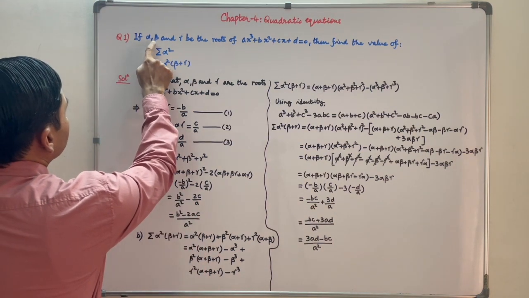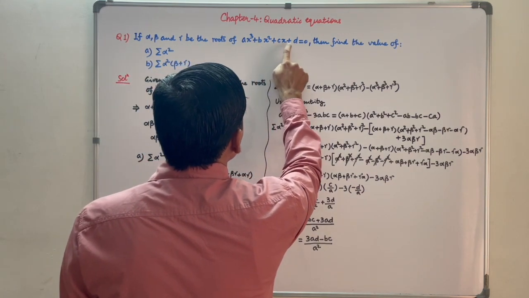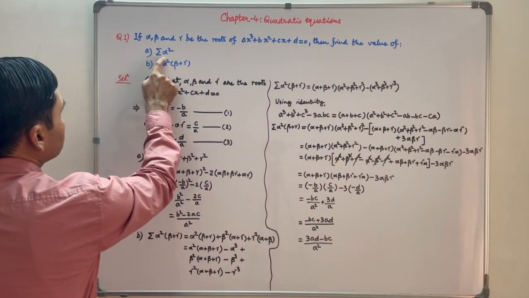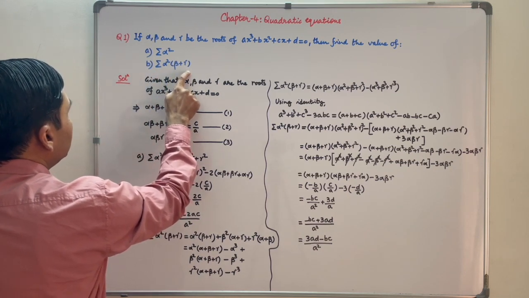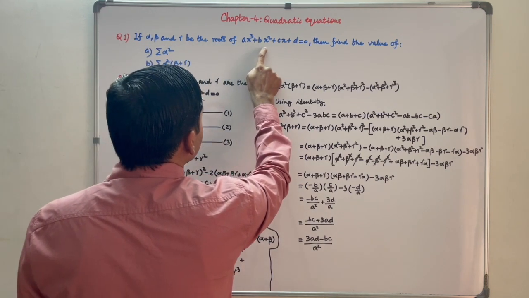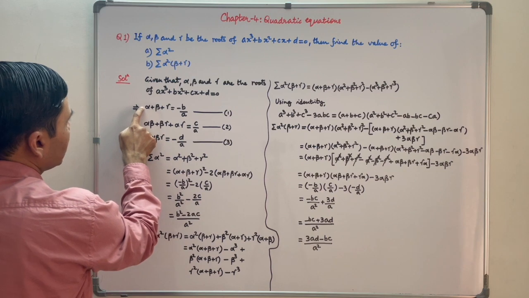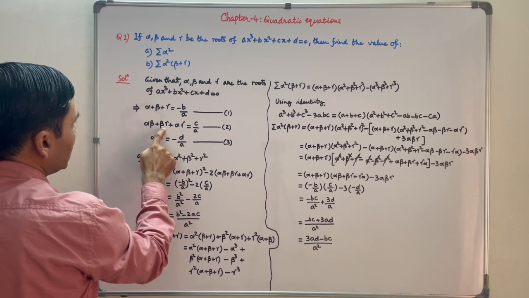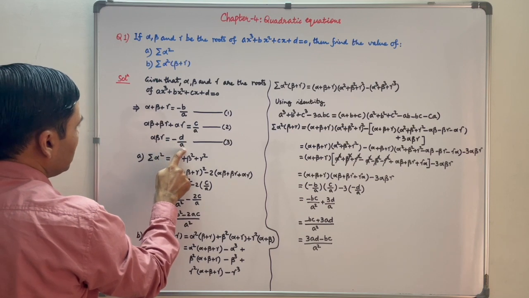First question, if alpha, beta and gamma be the roots of ax cube plus bx square plus cx plus d is equal to 0, then find the value of part A, summation alpha square, and part B, summation alpha square into beta plus gamma. It is given that alpha, beta and gamma are roots of ax cube plus bx square plus cx plus d is equal to 0. So from theory of equations, we can write that alpha plus beta plus gamma is equal to minus b by a, alpha beta plus beta gamma plus gamma alpha is equal to c by a, and alpha beta gamma is equal to minus d by a.